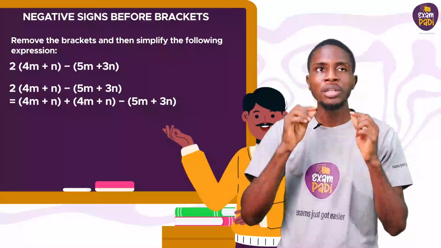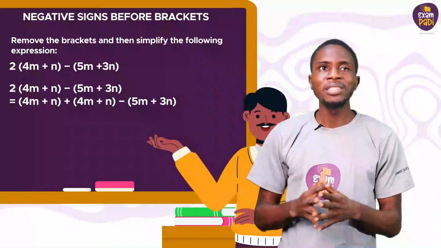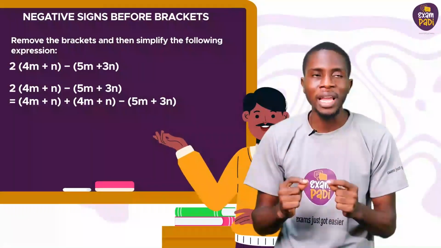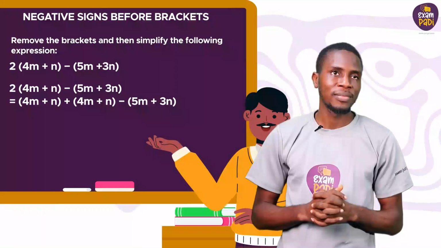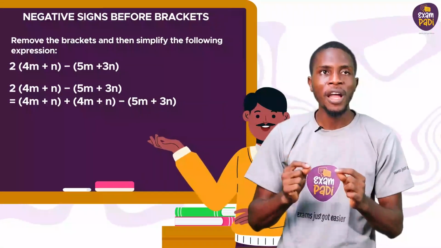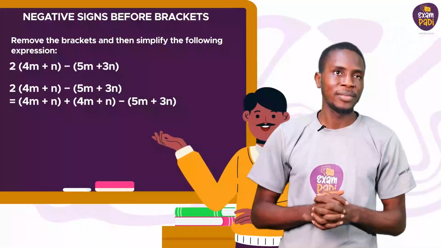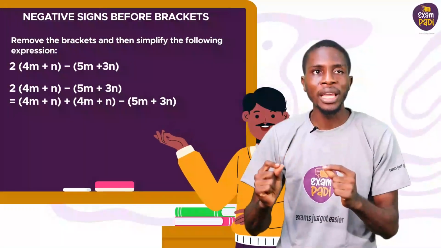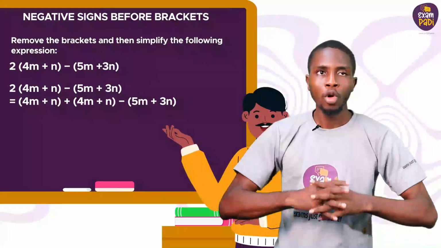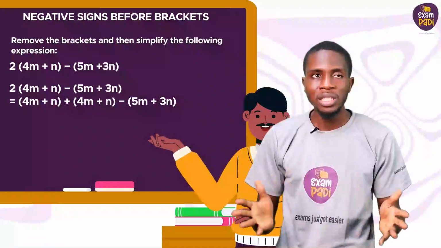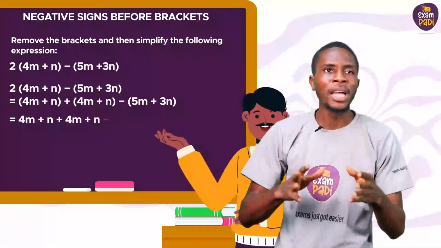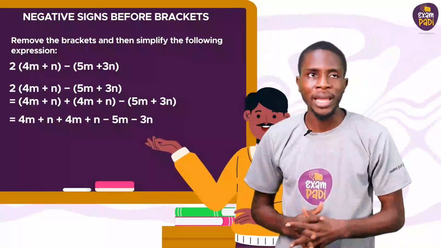Step 2. Remove the bracket. If there is a negative sign in front of a bracket, change the signs of all the terms inside the bracket. Then we have 4m plus n plus 4m plus n minus (5m plus 3n). Opening the bracket, this gives us 4m plus n plus 4m plus n minus 5m minus 3n.